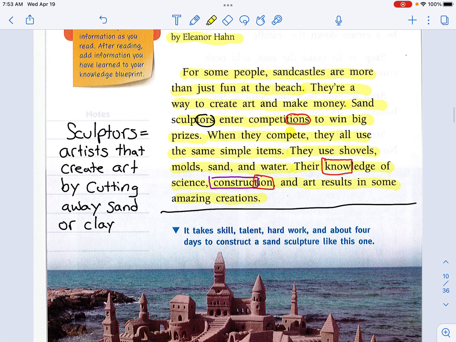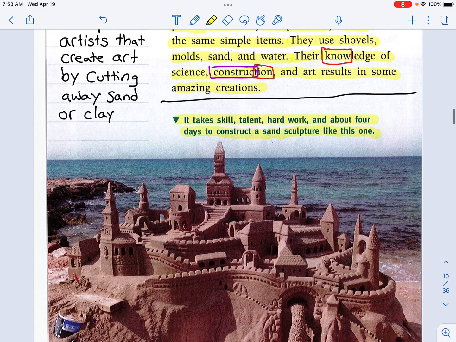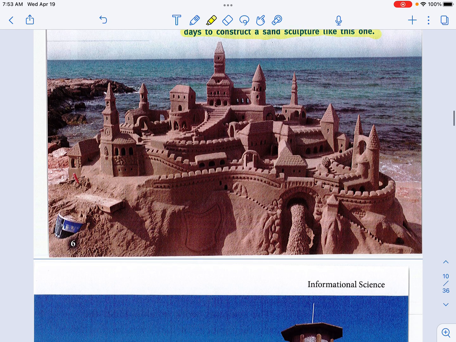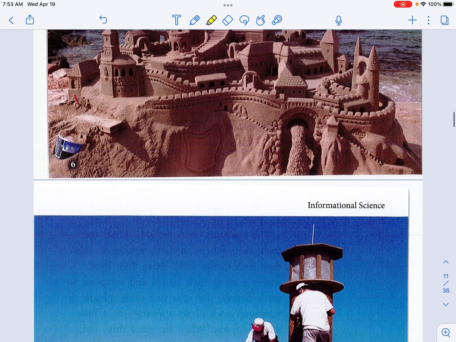Let's go ahead and read the caption above the picture. It says, it takes skill, talent, hard work, and about 4 days to construct a sand sculpture like this one. Can you imagine going to the beach and creating this? That would be a pretty awesome day. Okay, let's go to the next page.